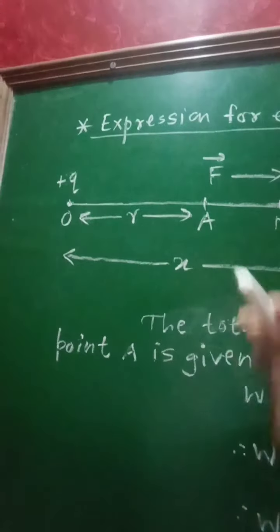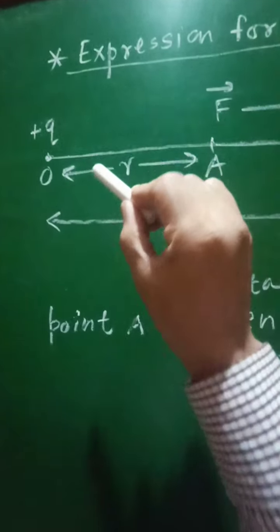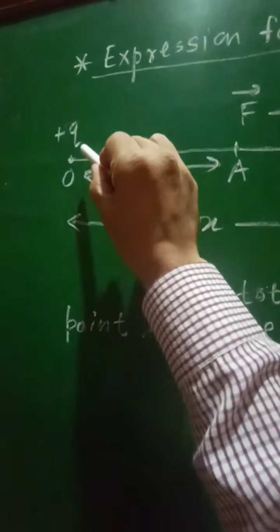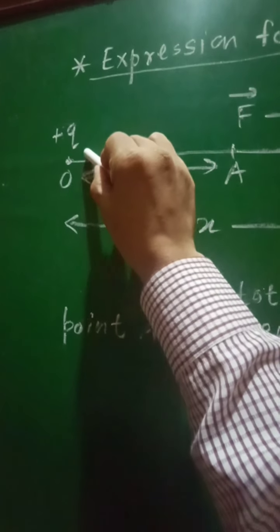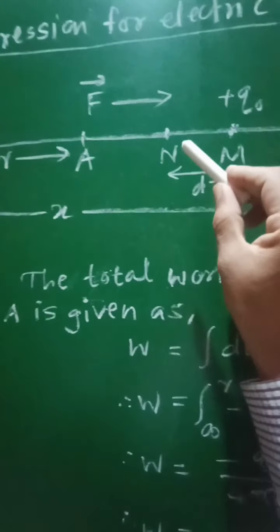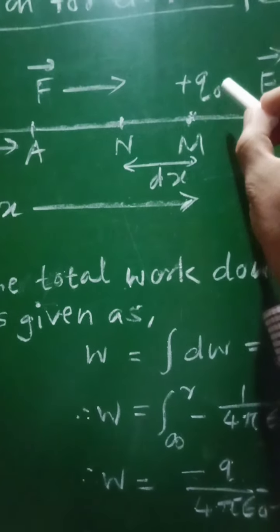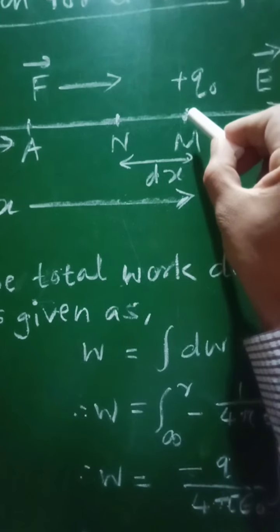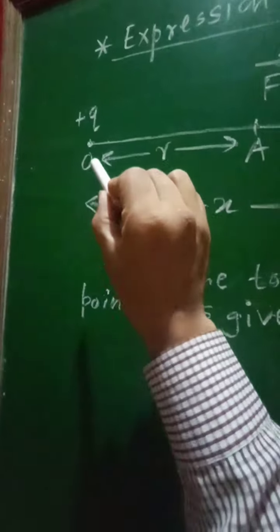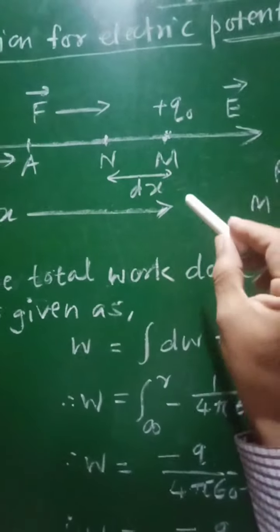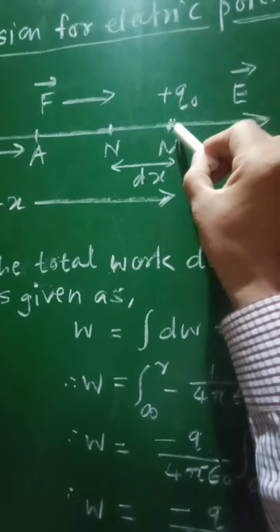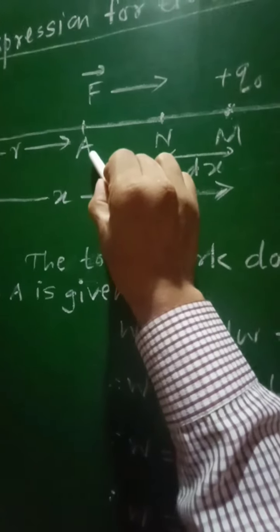For that purpose, let us consider a point charge which is placed at point O, and that charge is +Q. So +Q is the point charge which is placed at point O. Then another unit positive charge +Q0 is placed at point M at a distance equal to x from the charge +Q. Now this charge Q0 we have to displace from M to A.